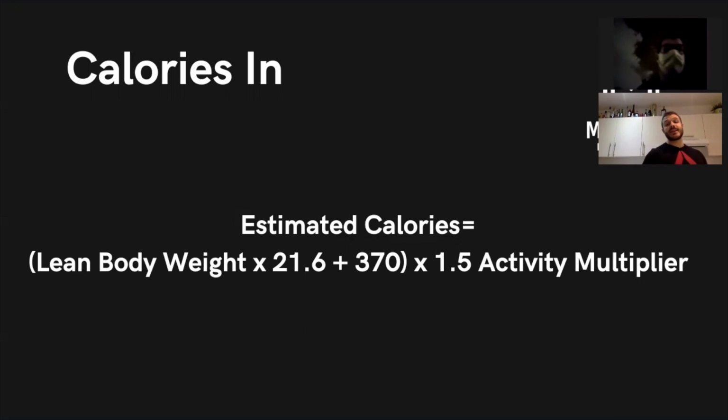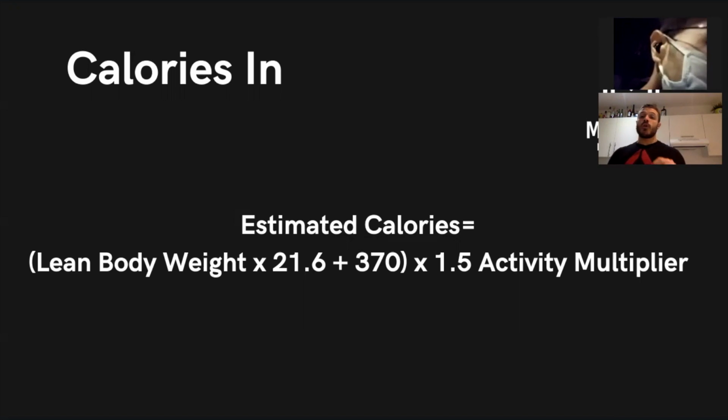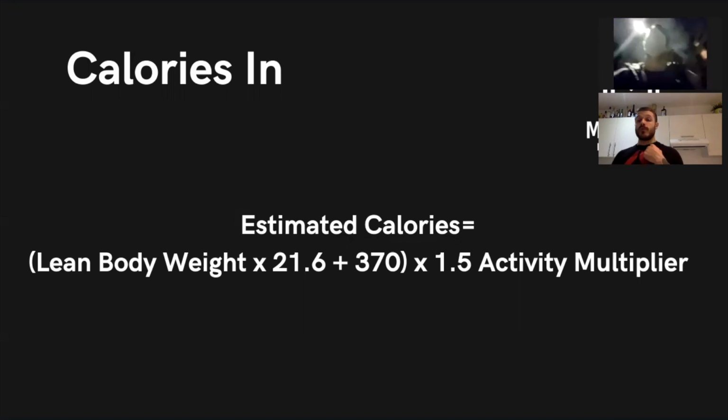So you multiply that by 21.6, then you add 370. That's your resting metabolic rate, so the calories that you will burn at rest. Now we're going to multiply that by an average activity multiplier of 1.5, and we should have an estimation of your calorie expenditure.